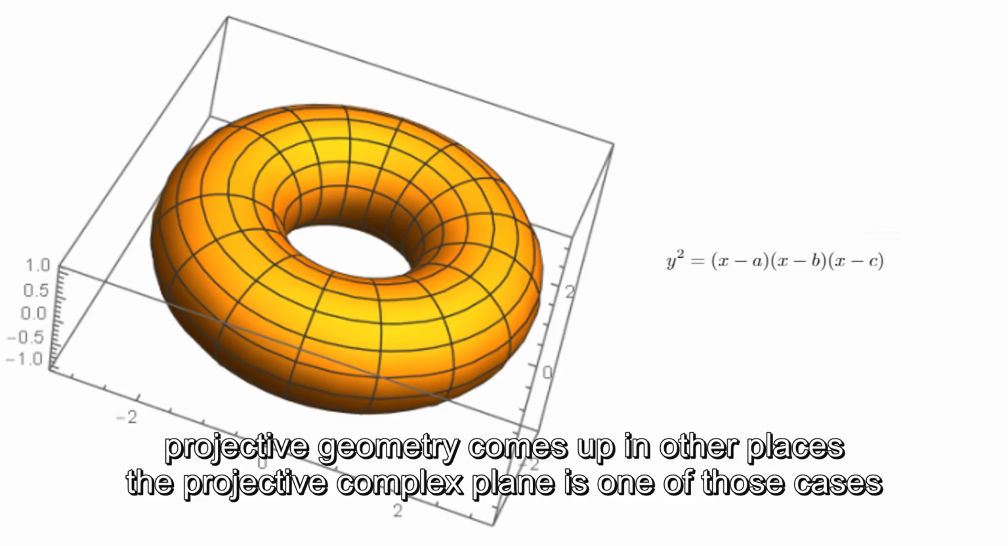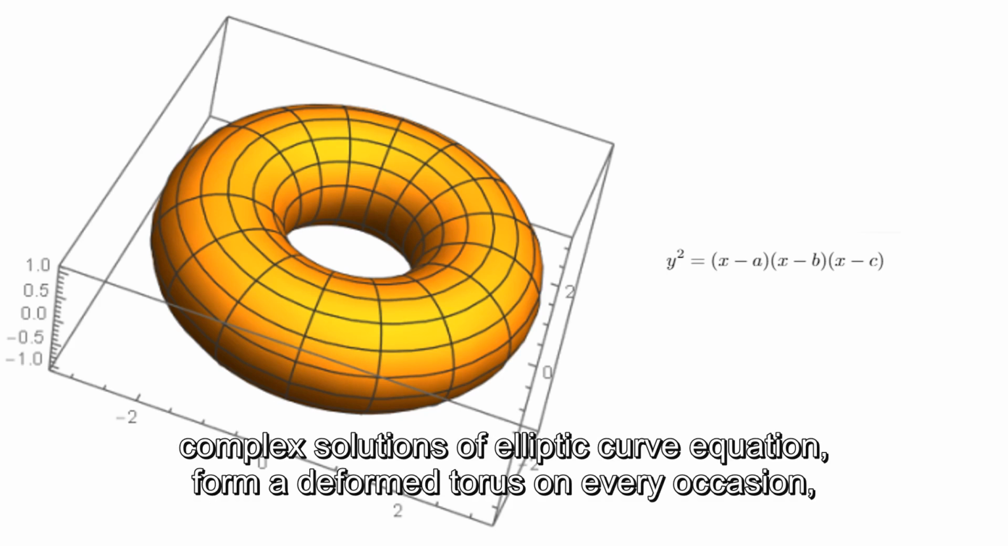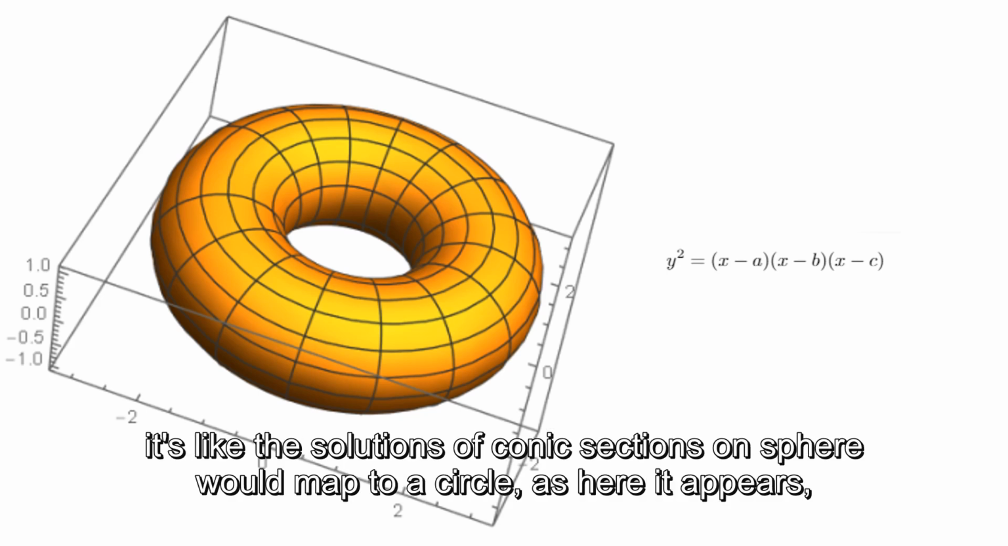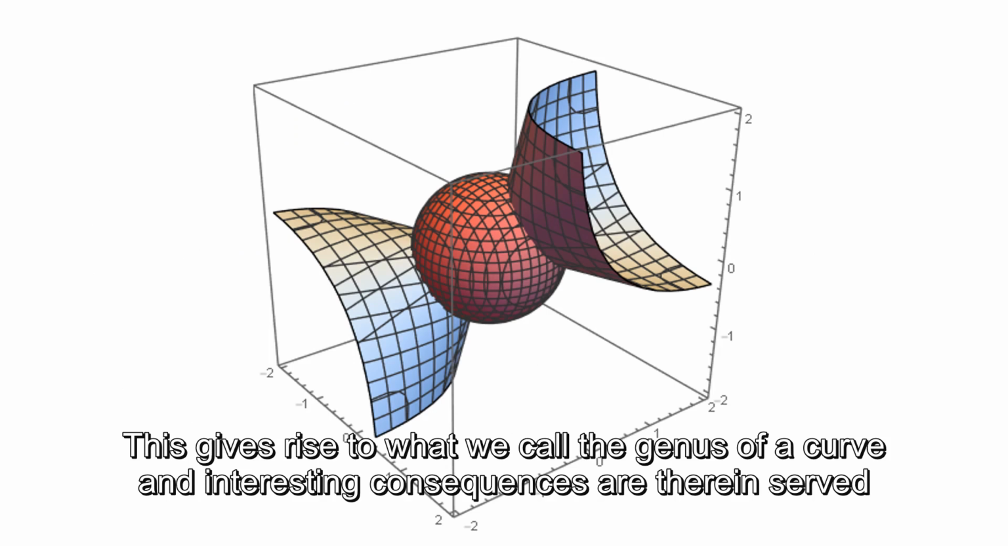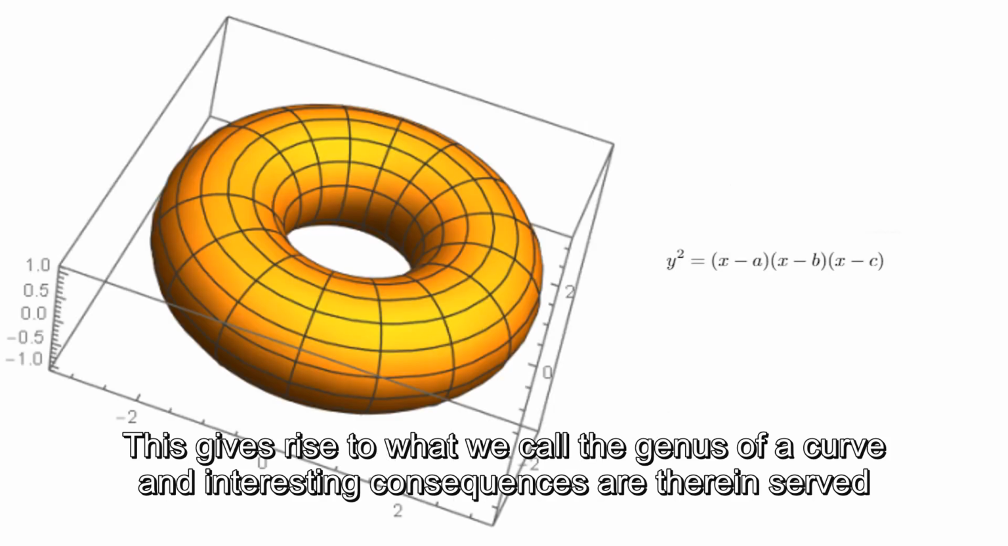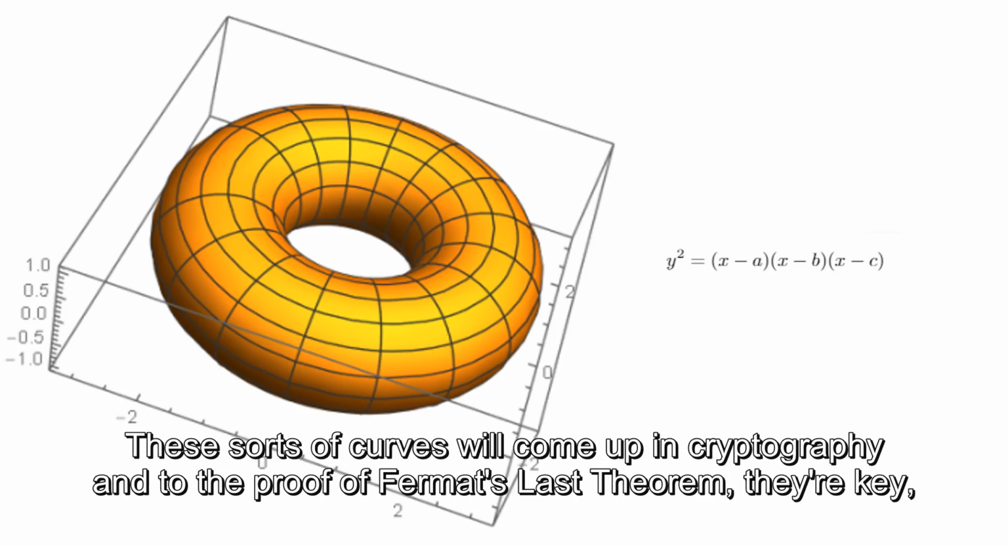Projective geometry comes up in other places. The projective complex plane is one of those cases. Complex solutions of an elliptic curve equation form a deformed torus on every occasion. It's like the solutions of conic sections on a sphere would map to a circle, as here it appears. This gives rise to what we call the genus of a curve, and interesting consequences are therein served. These sorts of curves will come up in cryptography, and to the proof of Fermat's Last Theorem, they're key.